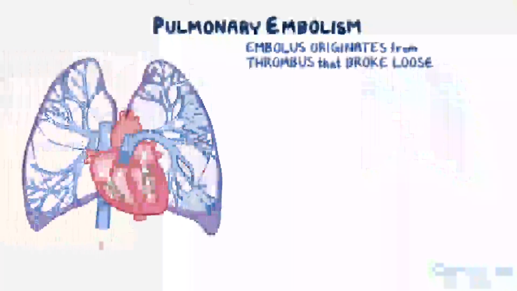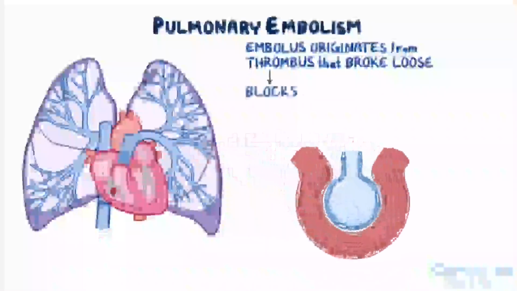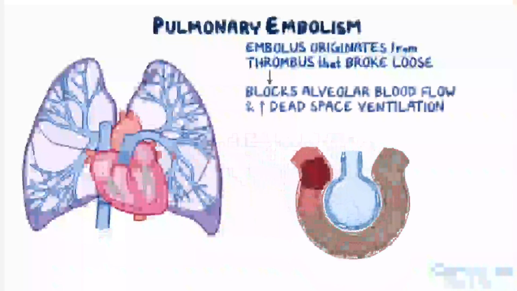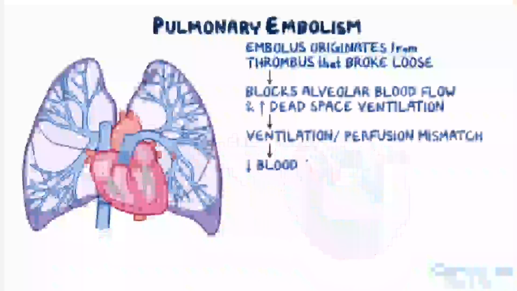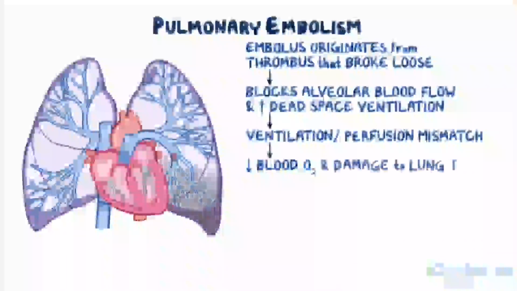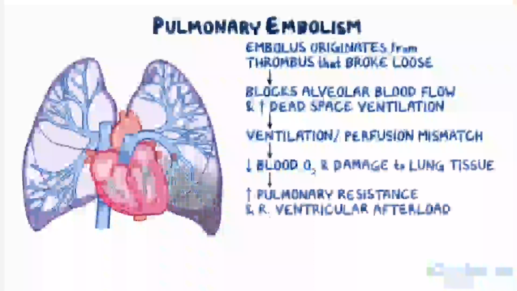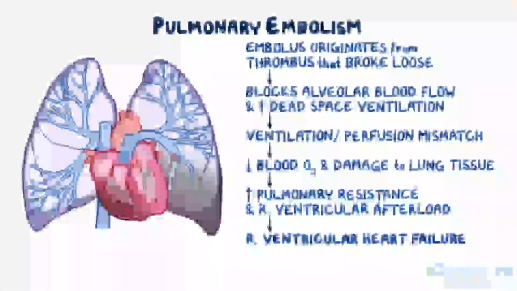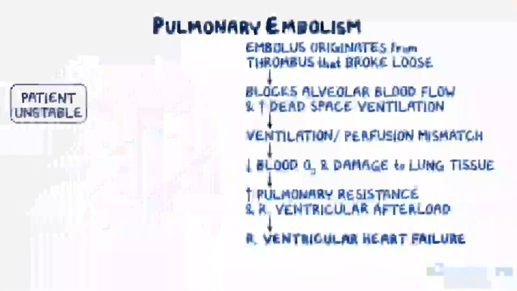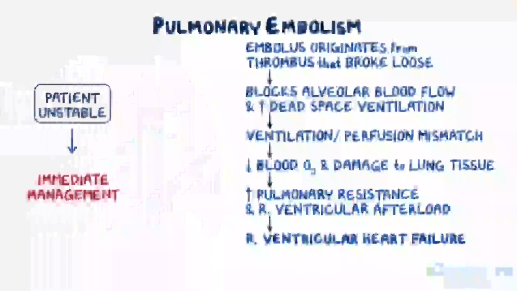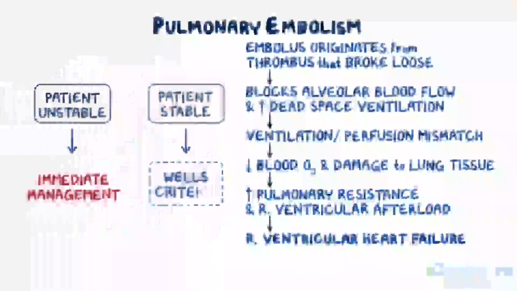Once the embolus reaches the pulmonary circulation, it blocks alveolar blood flow and increases dead space ventilation. This causes ventilation-perfusion mismatch, eventually reducing blood oxygenation and causing damage to lung tissue. In addition, there's increased pulmonary vascular resistance and right ventricular afterload, which can lead to right ventricular heart failure. Because of this, patients who are unstable need immediate management, and those who are stable should be evaluated quickly with the Wells criteria.